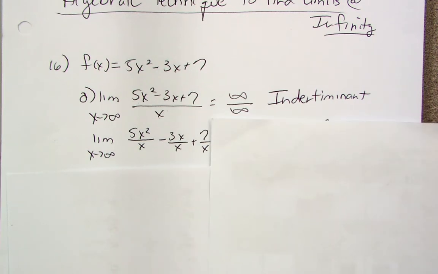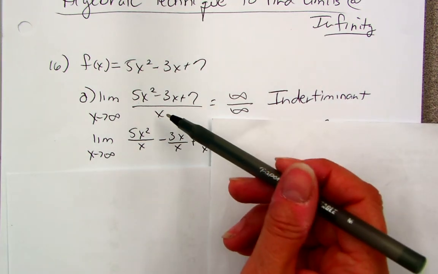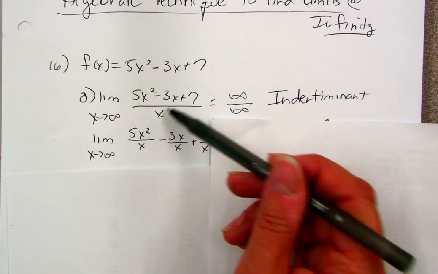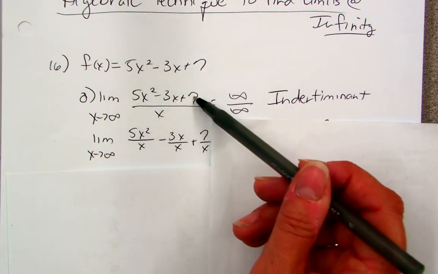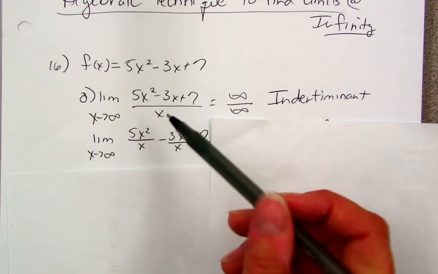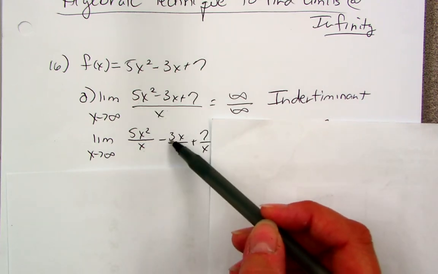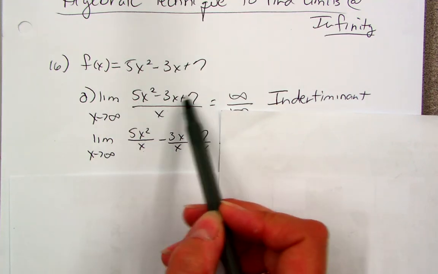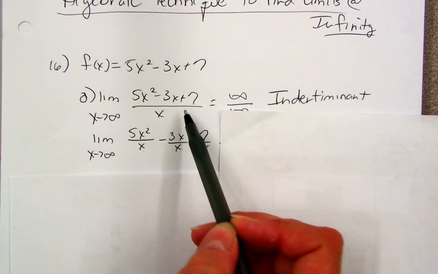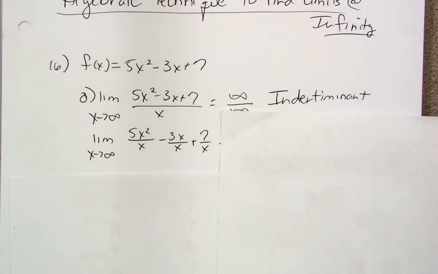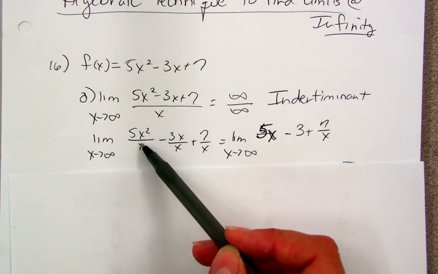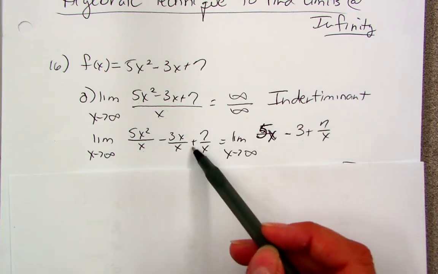So let's take a look and see what I did. What you do is you take a look at the denominator and you look for the leading exponent. Well, it's 1. So now you're going to divide every single thing by that denominator. So this is going to be 5x squared over x minus 3x over x plus 7 over x. I'm going to divide everything by x. In other words, I'm just breaking up this one fraction into 3, giving each one its own x. Let's simplify that. That's x squared over x, that's just 5x, minus, that's just 3, plus 7 over x has to stay.